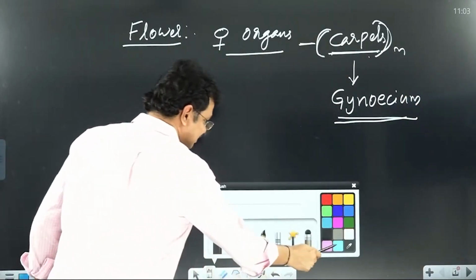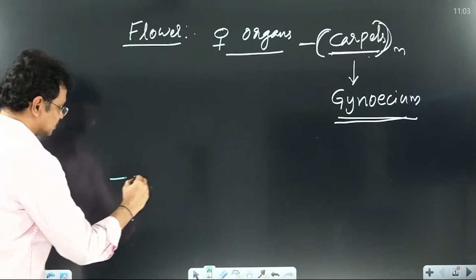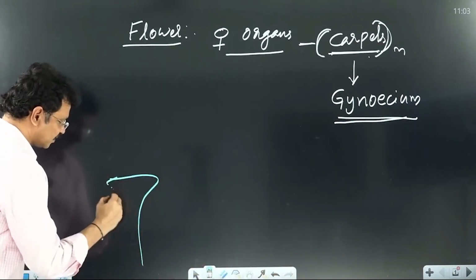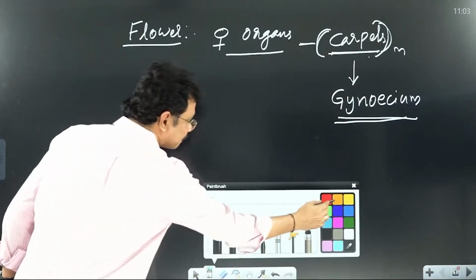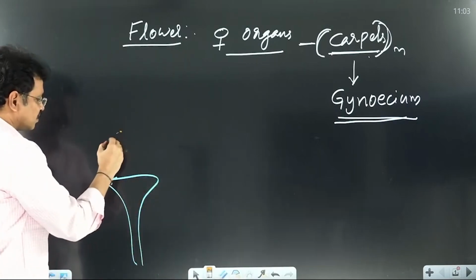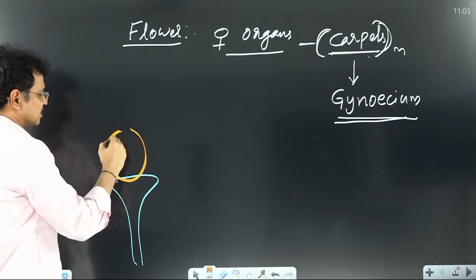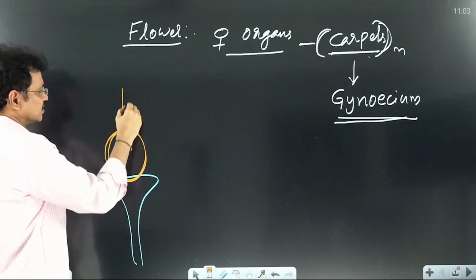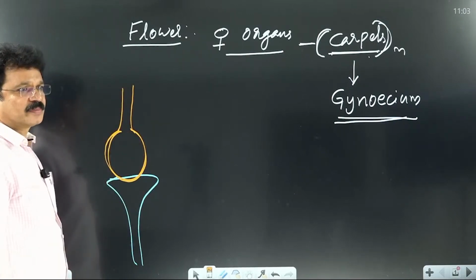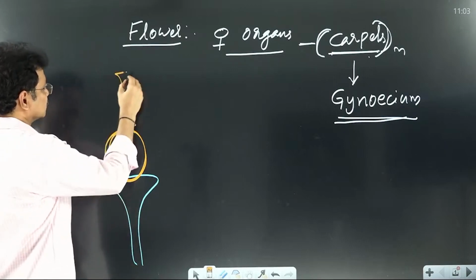The gynoecium is situated exactly on the thalamus. This is the thalamus of a flower, and the gynoecium is placed on this thalamus. The gynoecium consists of many carpels. These are the female reproductive organs.